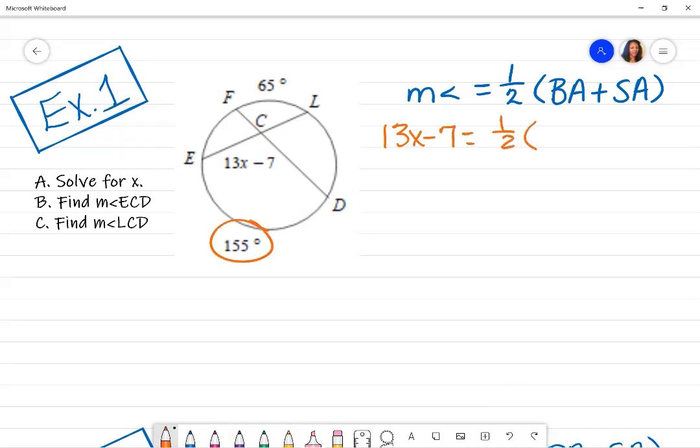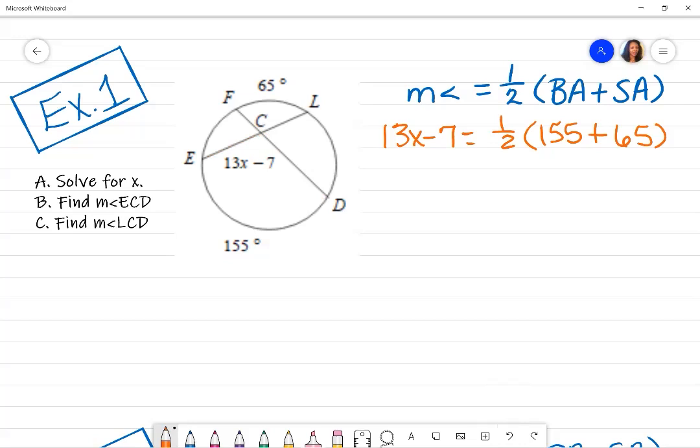The big arc, well, 155 is bigger than 65. When it's adding, it doesn't really matter, but you just want to be consistent. The arcs are the ones that make up the edge of the circle. So make sure you understand the difference between an arc and an angle. An angle has a vertex with 2 sides connected to the arc so that you'll know what to substitute in.